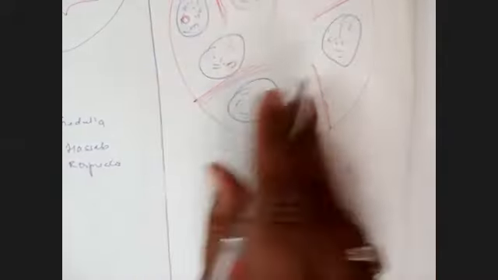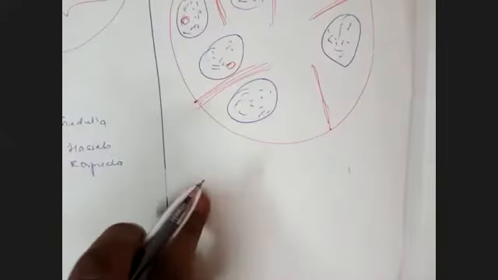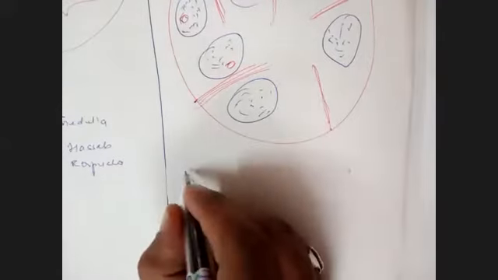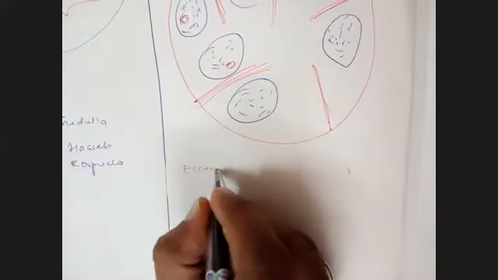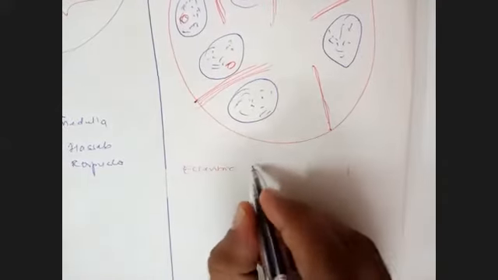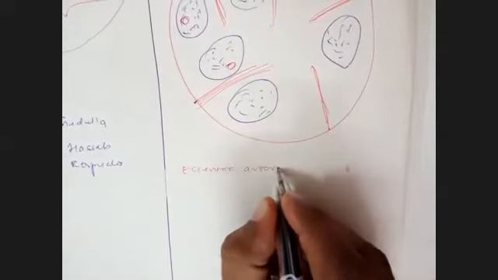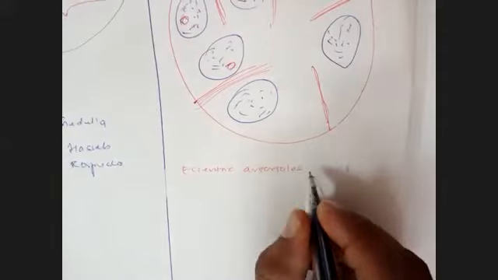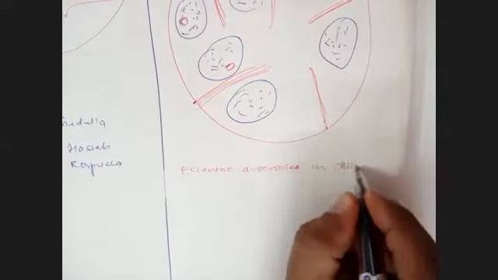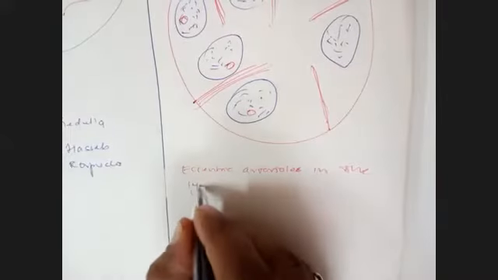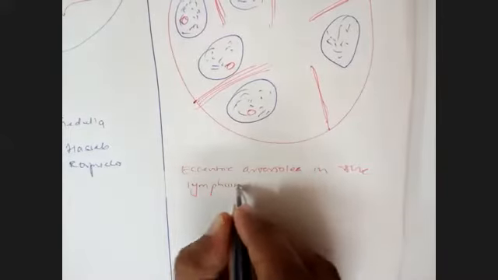Lymphoid follicles are there in the tonsils also, and in the Peyer's patches also. But the presence of an eccentric arteriole in the lymphoid follicle is a key feature of the spleen.